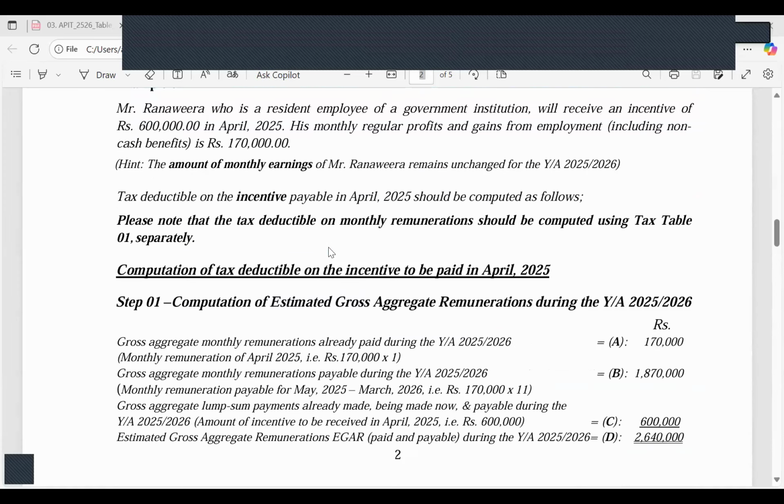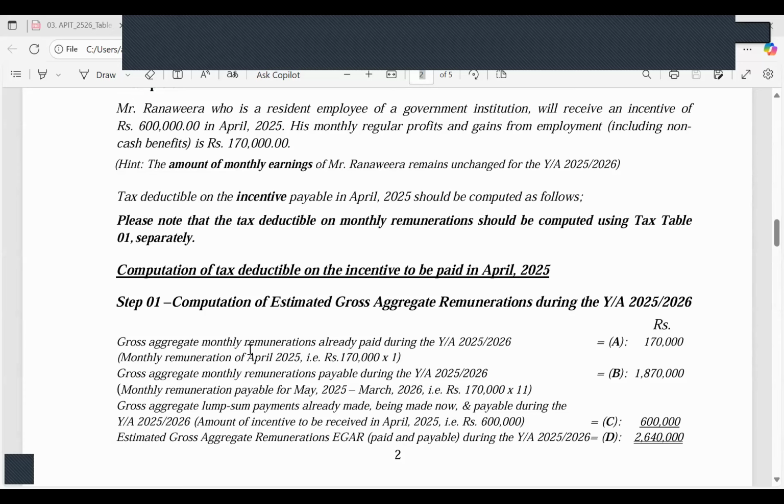Okay. Now we can move to this example. It says Mr. Ranavira is a resident employee of a government institution, will receive an incentive of 600,000 in April. His monthly regular profits and gains from employment, including non-cash benefit, 170,000. So now he has received incentive in April. So we are going to calculate APIT on that incentive. How do we do it?